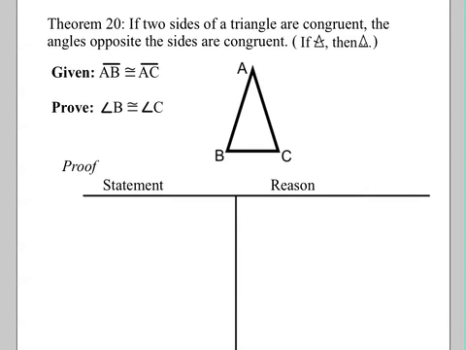We'll start with the setup. The setup says that we start with an isosceles triangle, and by definition that means that the two legs are congruent, in this case AB congruent to AC. And we're going to try to prove that angle B is congruent to angle C. Well, let's mark up what we know. We know that AB is congruent to AC, and our strategy for this proof is to prove that this triangle is congruent to itself, or more specifically, congruent to a mirror image of itself.